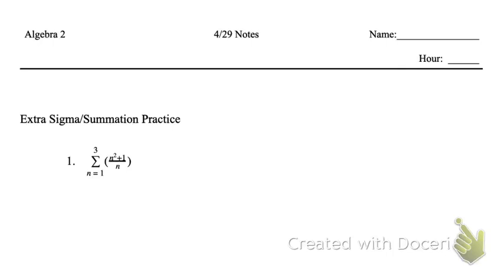Okay, Algebra 2, first hour. This is the 29th, should be Wednesday, and we've been looking at this summation or sigma notation that makes us add up all these terms that we get. And we're just going to continue that today.